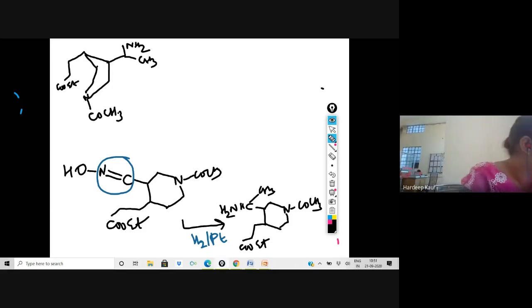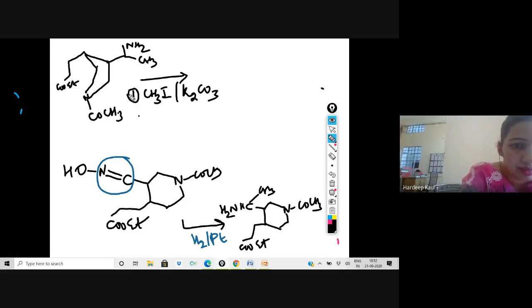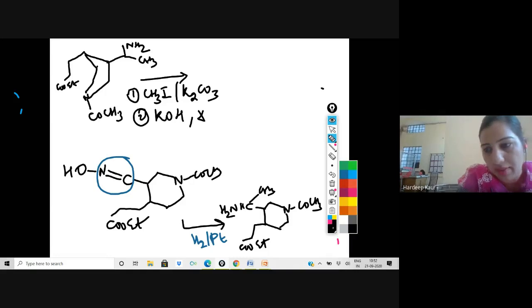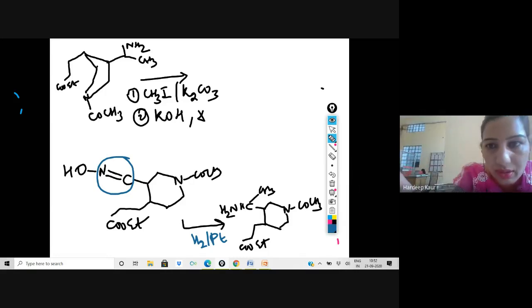Okay, so this can be written like this. So after this, we will add methyl iodide and potassium carbonate. Then we add potassium hydroxide and heat the reactant mixture. So this methyl iodide will methylate this NH. You must have studied the Hofmann reductive methylation reaction, which was in the notes I gave you.